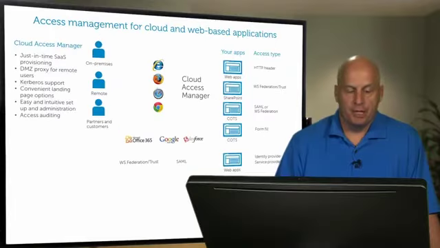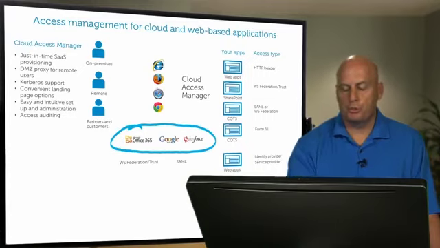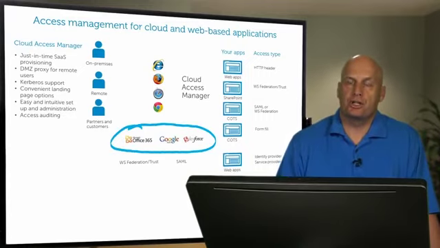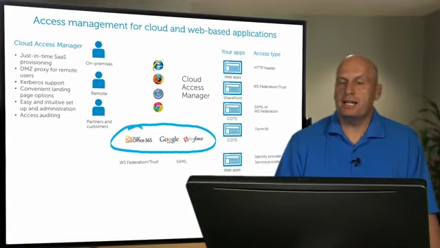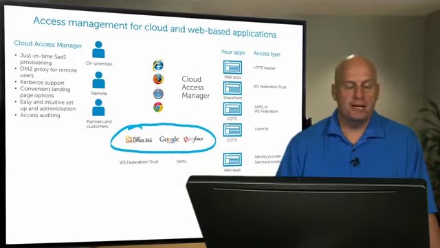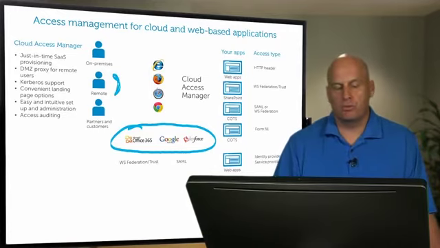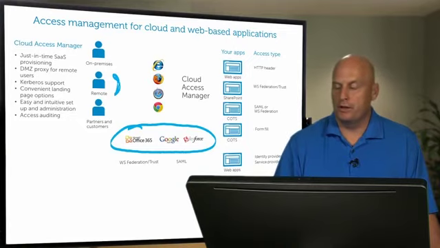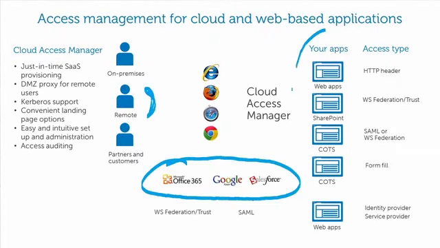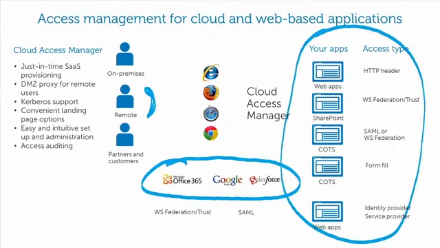It provides just-in-time provisioning for the most popular software as a service applications. That enables you to only set up the account and the access at the time the user needs it, rather than paying for access that may not be used for a long time. It provides a DMZ proxy for remote users to provide additional security to those users who need to access remotely. It provides Kerberos support in the WS Federation and Trust environment. Provides a convenient landing page option that gives a unified access for whatever a user may want or need to access based on their role, based on the security that you already have in place.